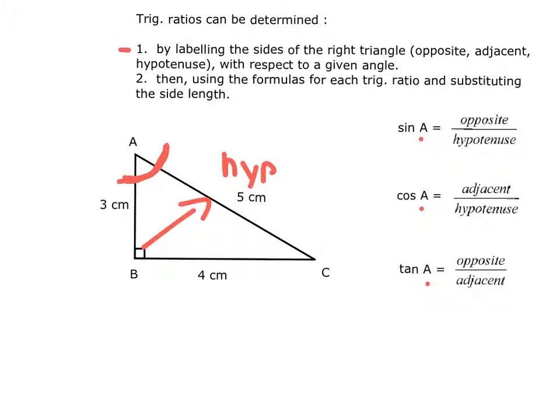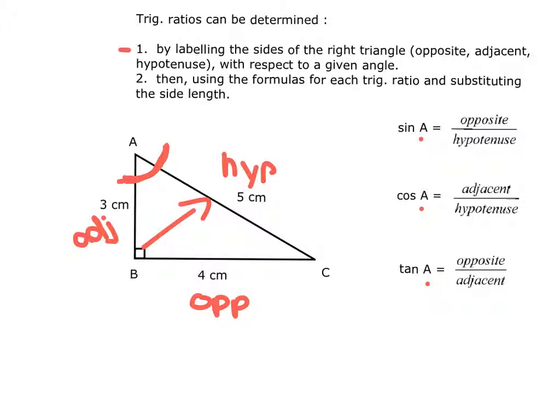The opposite side is opposite to the given angle. So if we're looking from angle A, opposite to angle A is 4 centimeters. So this is what we label our opposite side. And then the adjacent side is what's left, which is beside that angle. Typically how I go about labeling my triangle, I start with labeling the hypotenuse, I label the opposite, and then what's left is the adjacent side.